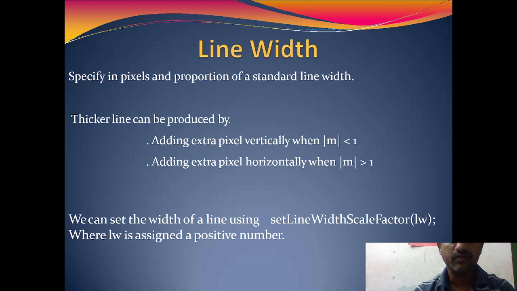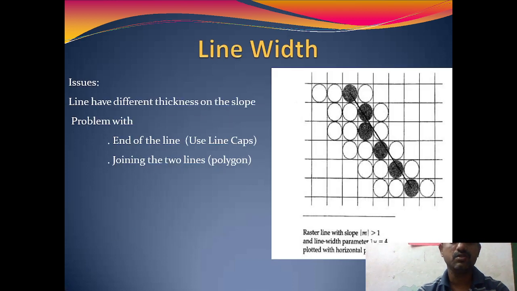We can set the width of a line using set line width scale factor (lw), where lw is assigned a positive number. Then lines have different thicknesses. There is a slope problem at the end of the line, so we use line caps. Joining two lines gives a polygon. This is the problem with thick lines. In a raster line with slope m greater than 1, the width parameter is 4, plotted with horizontal pixel spans.